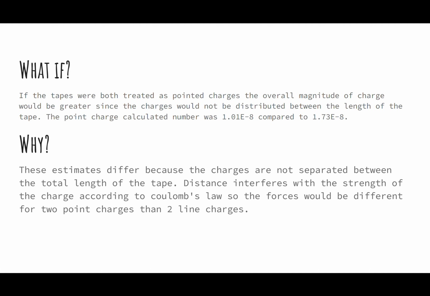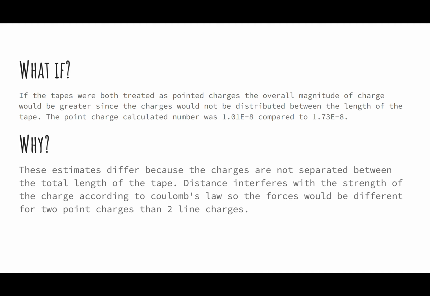The difference highlights that the way charges are distributed along the tape really matters. Distance and distribution both affect the net forces. So why do the numbers differ? Well, with point charges, all the charge is concentrated in one spot, which exaggerates the force. But with line charges, the charge is spread across the tape, meaning parts of the tape are farther from each other. This leads to weaker net forces compared to two point charges. It shows how Coulomb's law depends not only on how much charge there is, but also on how that charge is arranged.